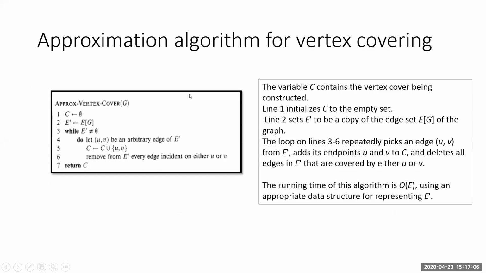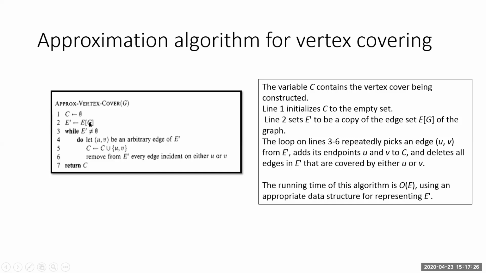And this is the approximation algorithm for vertex covering. What I have explained so far has been written in the form of pseudocode. Now you look into it, you just initialize the cover to be the null set. Initially, we don't know what the vertex cover is. And then E of G is nothing but all the edges of your given graph.